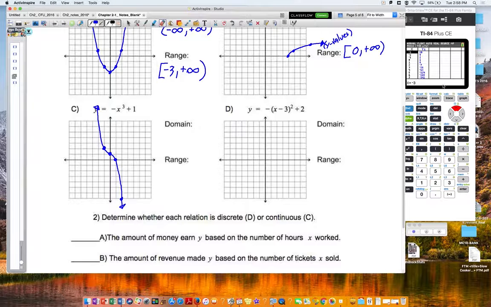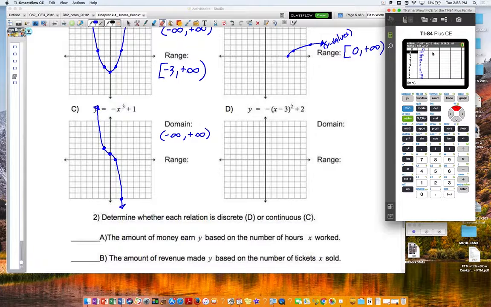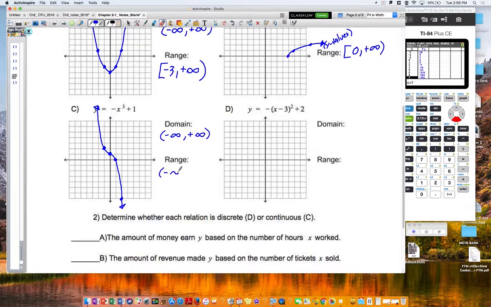So right away, hopefully you notice in your table here, there didn't seem to be any restrictions whatsoever on x. So my domain goes from -infinity to positive infinity. My range, if you look at these, notice how there's no restrictions on the y's. In fact, it's getting really big, positive, and it's getting really big, negative. So my range is -infinity to positive infinity. Again, parentheses with infinities.